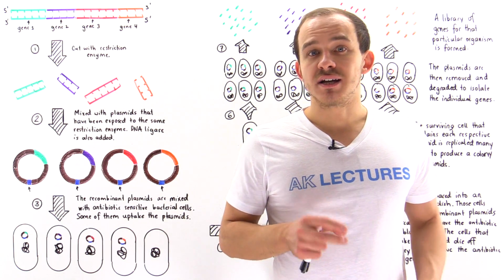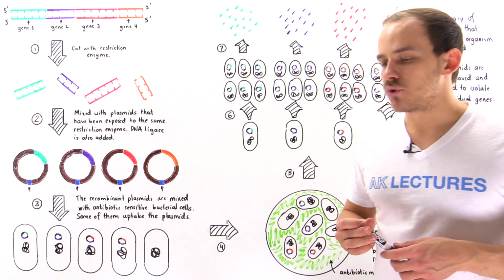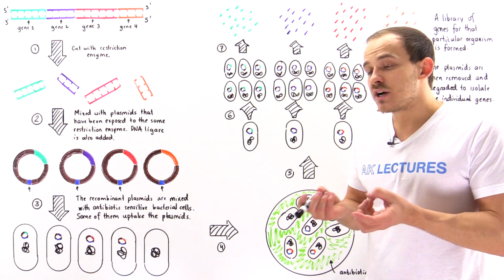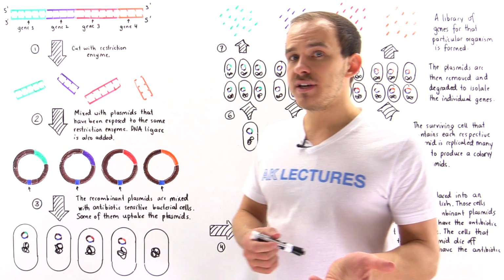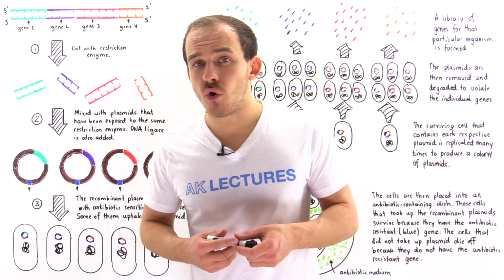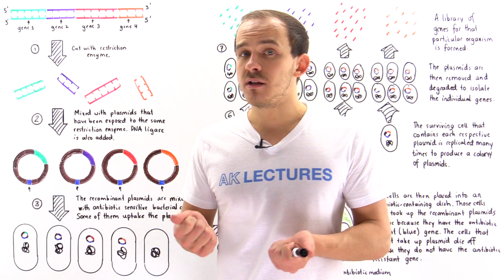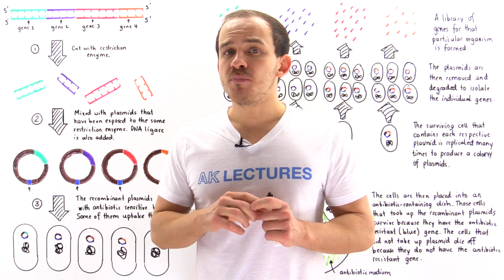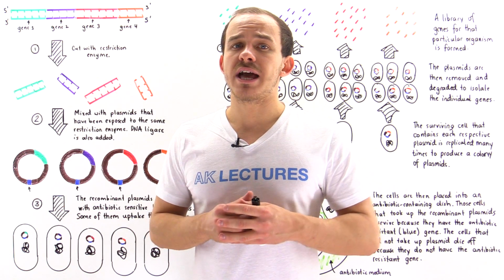Now let's focus on how to build a genetic library. So we're going to use the concept that we learned in the previous lecture. We're going to use something called a restriction enzyme to build a genetic library. Now, what exactly is a genetic library?